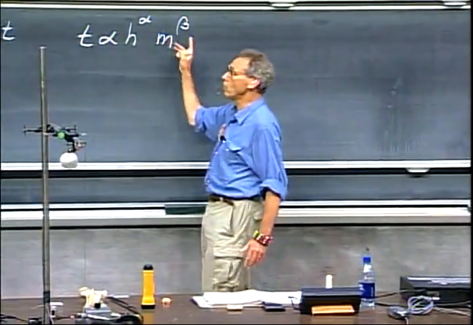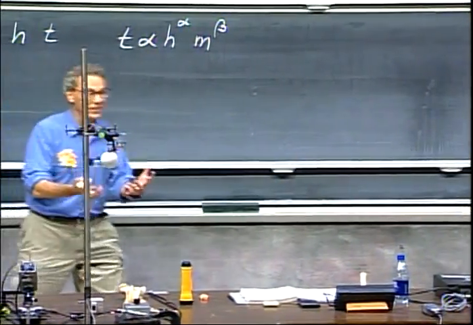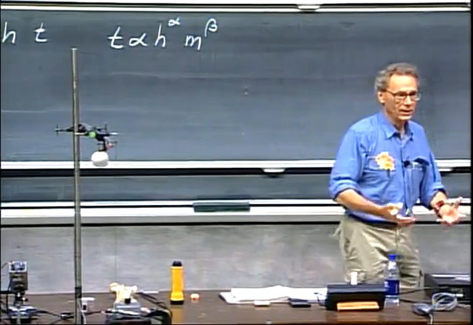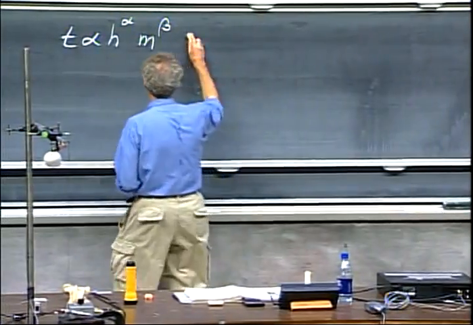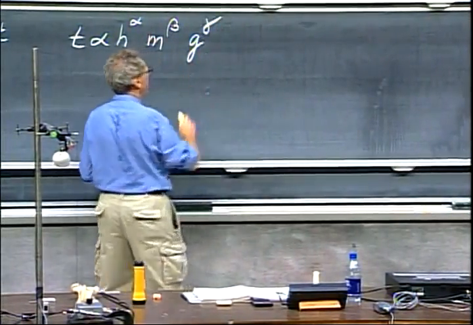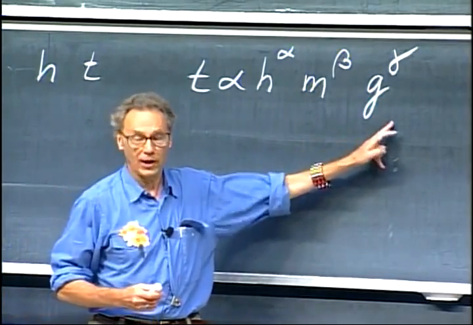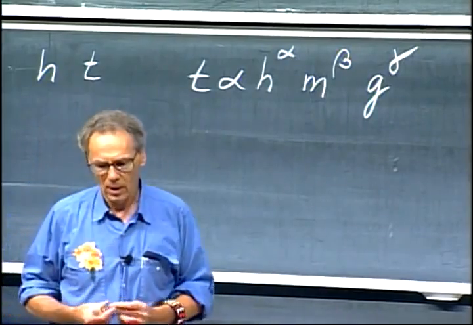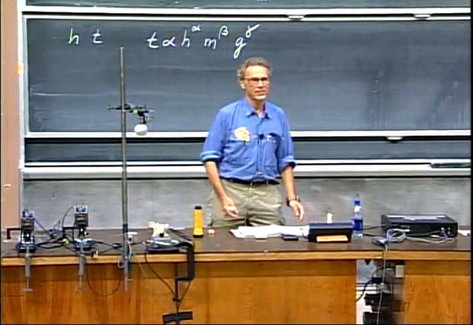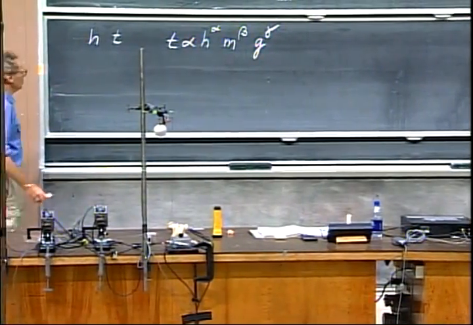I don't know alpha, I don't know beta. And then I said, yeah, there is also something like gravity. There is the Earth's gravitational pull, the gravitational acceleration of the Earth. So let's introduce that too, and let's assume that that time is also proportional to the gravitational acceleration. This is an acceleration. We'll learn a lot more about that, to the power gamma. Having said this, we can now do what's called in physics a dimensional analysis.